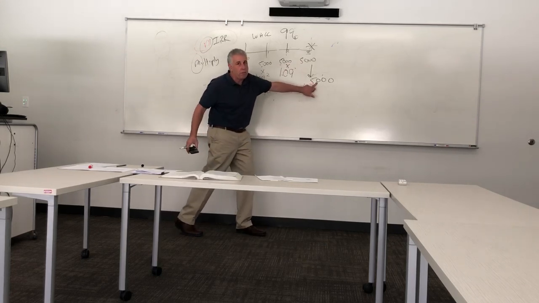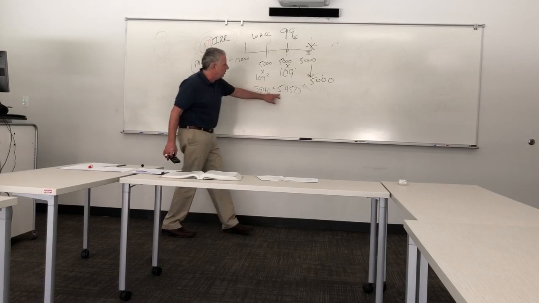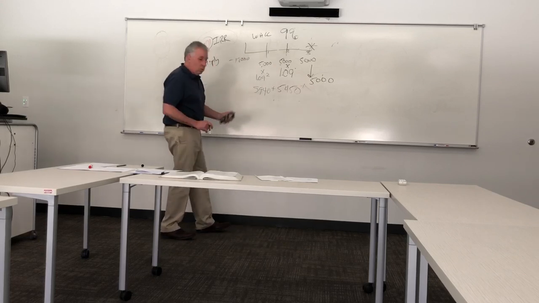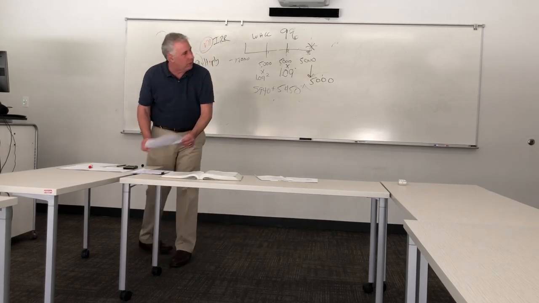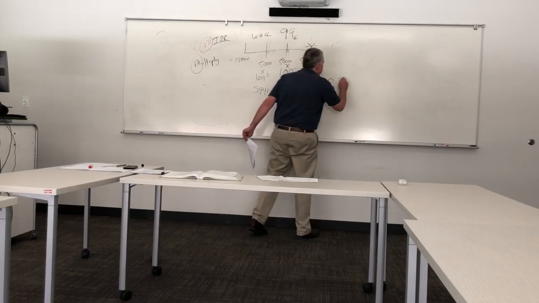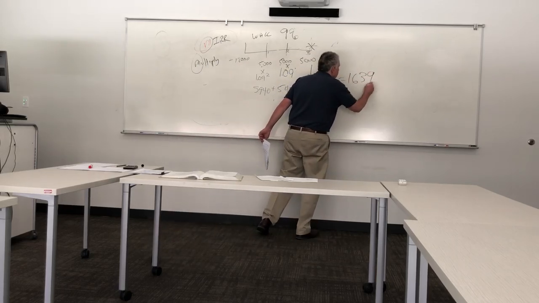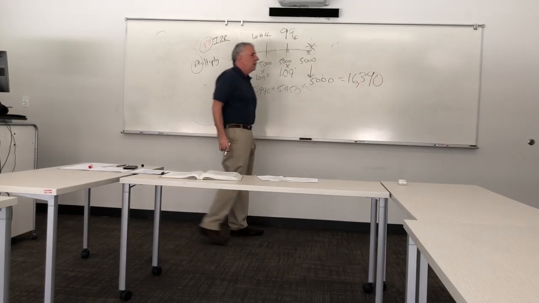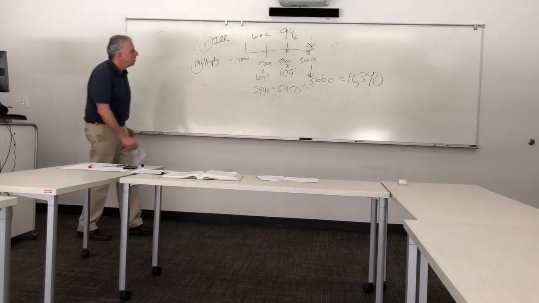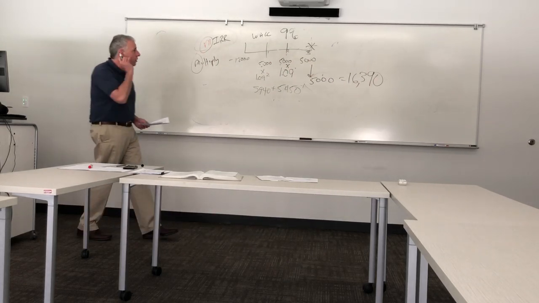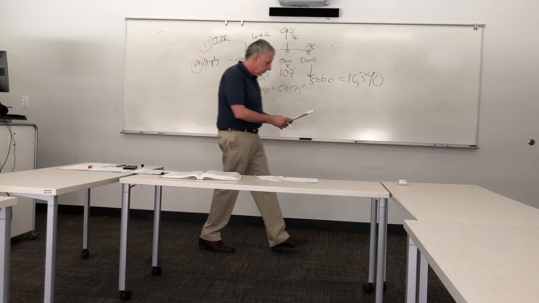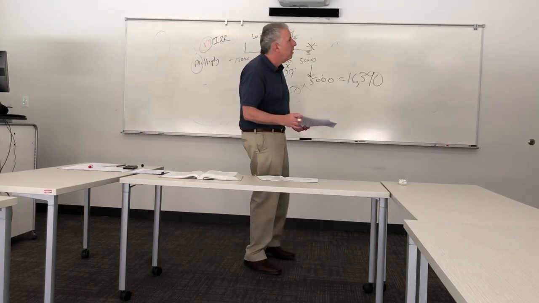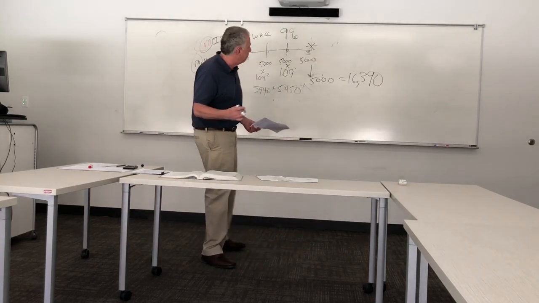So I add all through, don't forget this one, because we get that money too. Don't multiply this by anything. Some of you will, please don't do that. This plus this equals $16,390. Okay? $16,390.